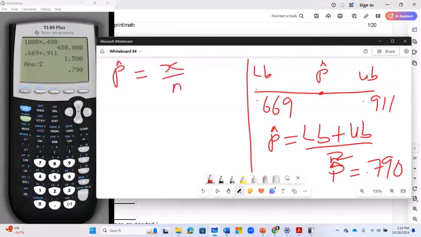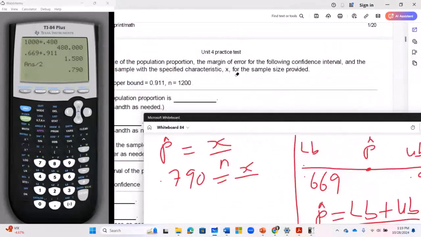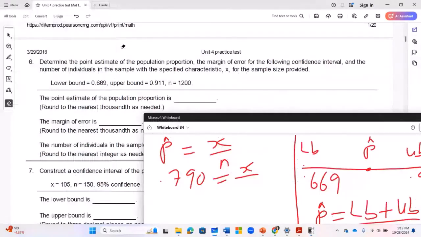So I am given 0.790 is equal to x over n. I might not actually know what x is now, but at the end of the day, I will know it. So I am just going to go back. What are they asking me to find? Determine the point estimate of the population proportion. The margin of error is the distance between the upper bound and the point estimate. And the number of individuals in the sample with specified characteristics, x. Okay, so they want me to find x.